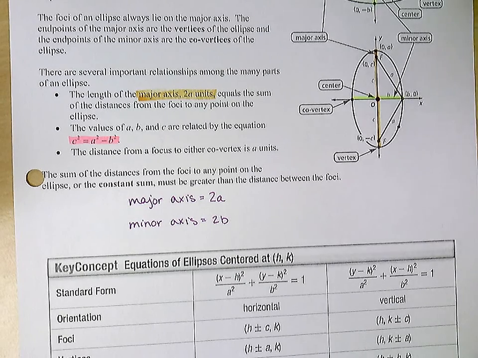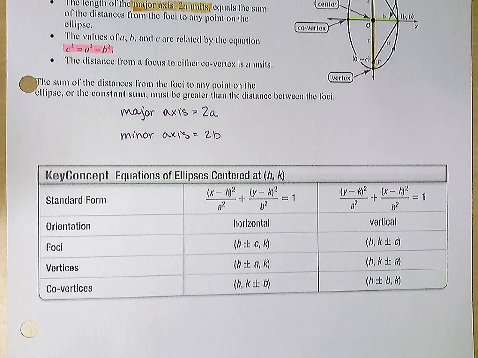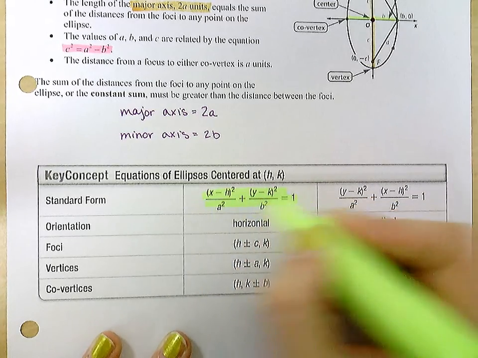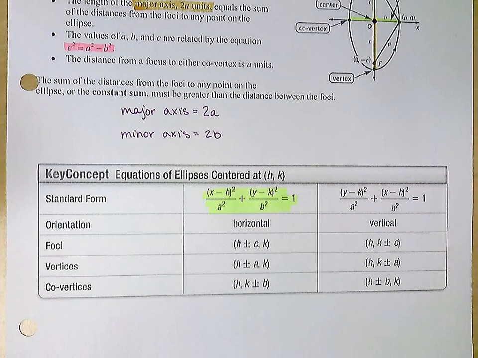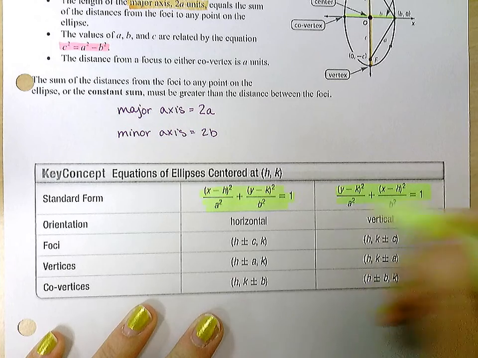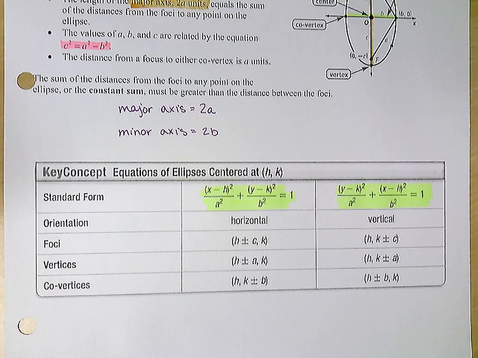We have two different standard forms. I have this chart here again. We have (x minus h) squared over a squared plus (y minus k) squared over b squared is equal to 1. That's a horizontal ellipse. And we have (y minus k) squared over a squared plus (x minus h) squared over b squared equals 1. In both cases, the equation for an ellipse should always equal 1.